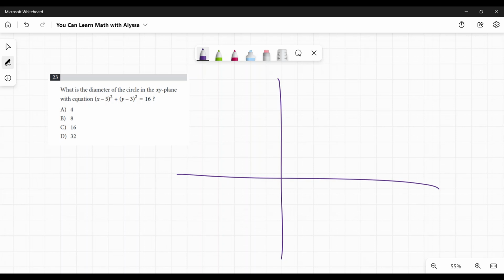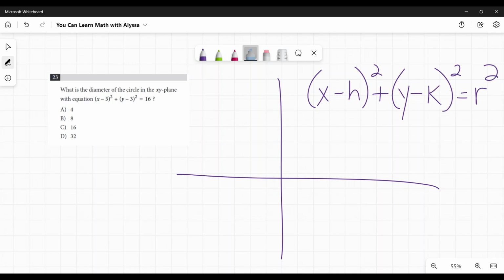They are testing your knowledge of the standard form of a circle. The standard form looks like this. x minus h squared plus y minus k squared equals r squared. You have x minus a number squared, y minus a number squared, and you have this number out there. And it's already in that formula. You can see there's the x minus a number, y minus a number, and you have the plain number on the side. You don't have to change anything. You don't have to do anything.